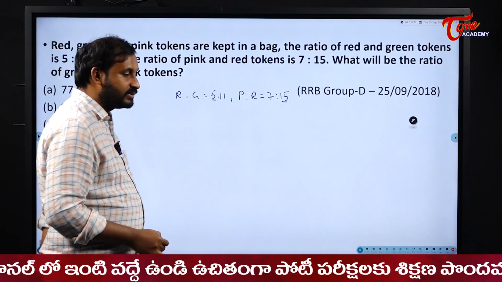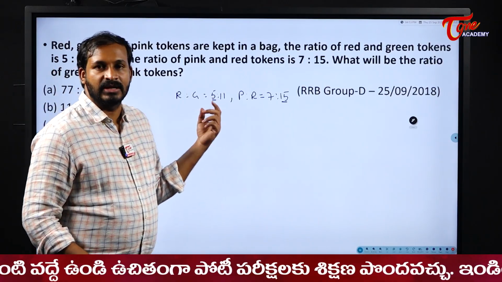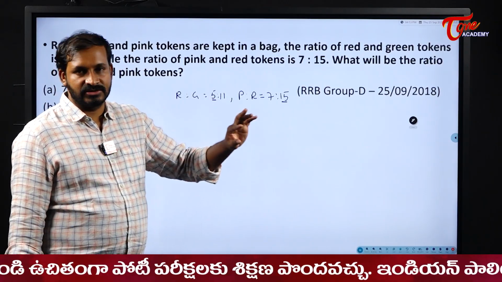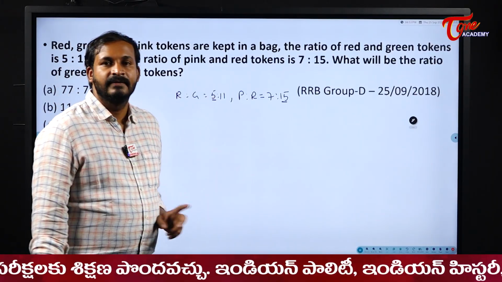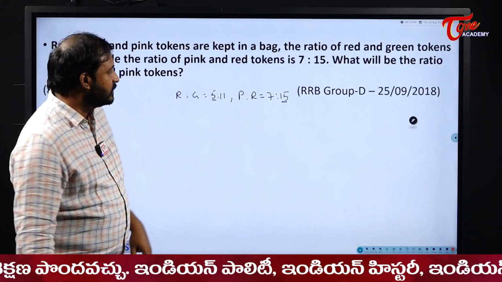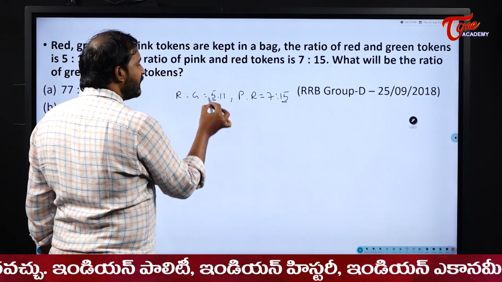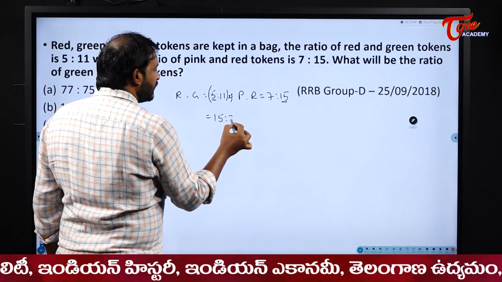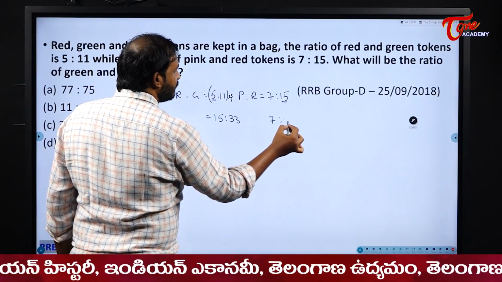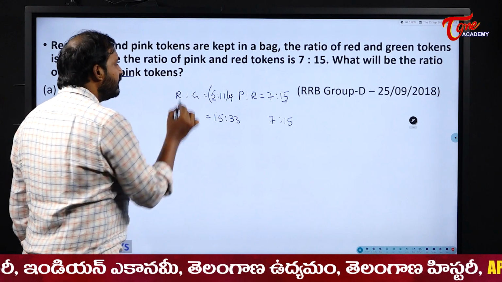15. Please be careful, students. They will not give it immediately like this sometimes. First and last also there may be. Red is here first, so 5 parts. Red is here next, it is in 15 parts. So now how can I make it 15? By multiplying it with 3. Now this will become 15:33 and this will become 7:15. What will be the ratio of green and pink?